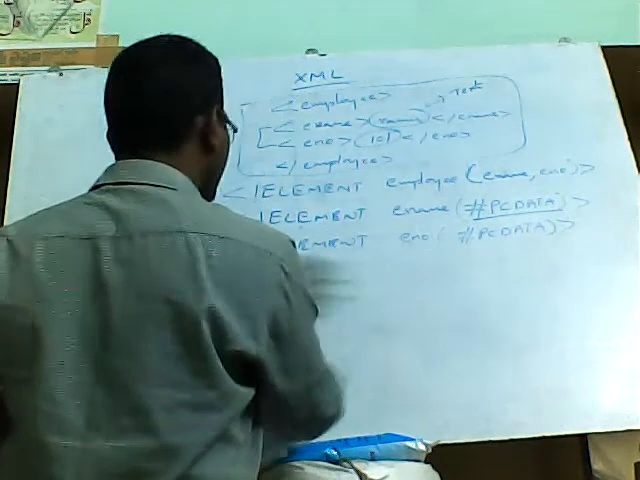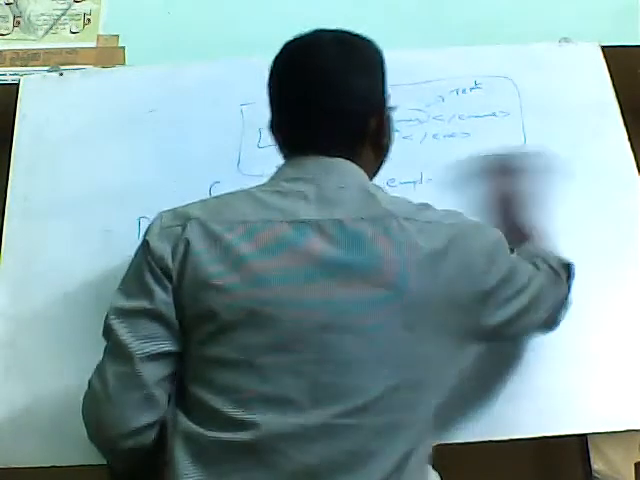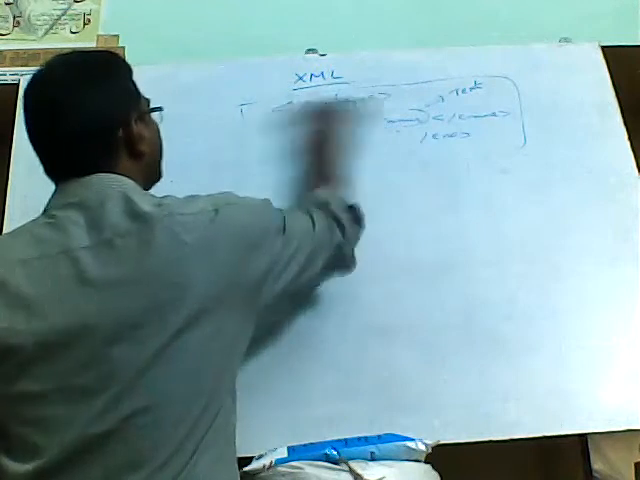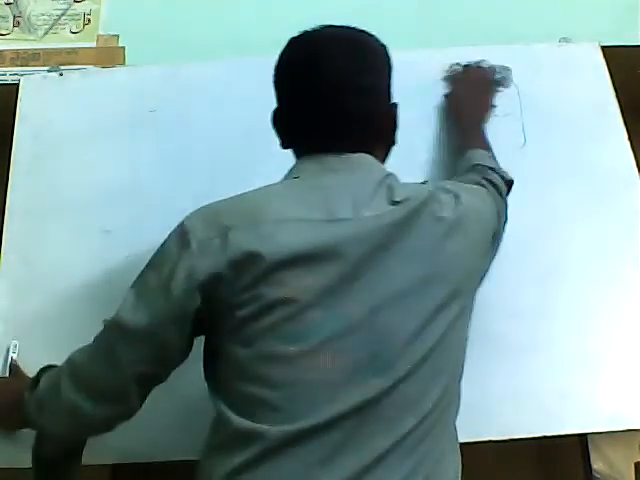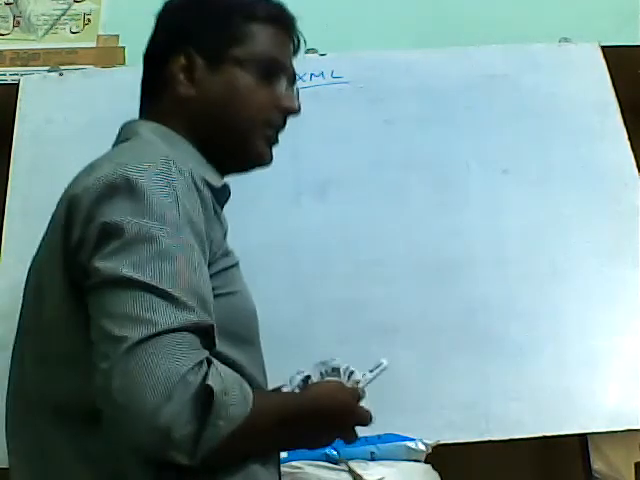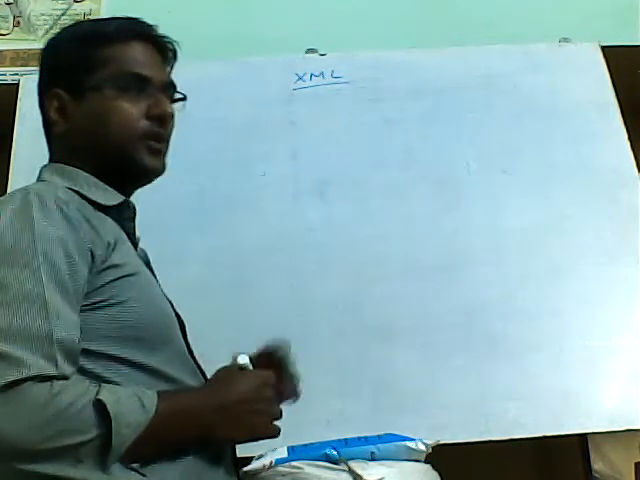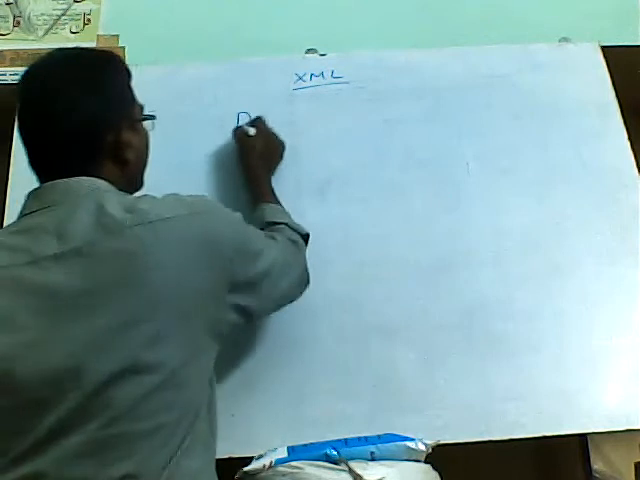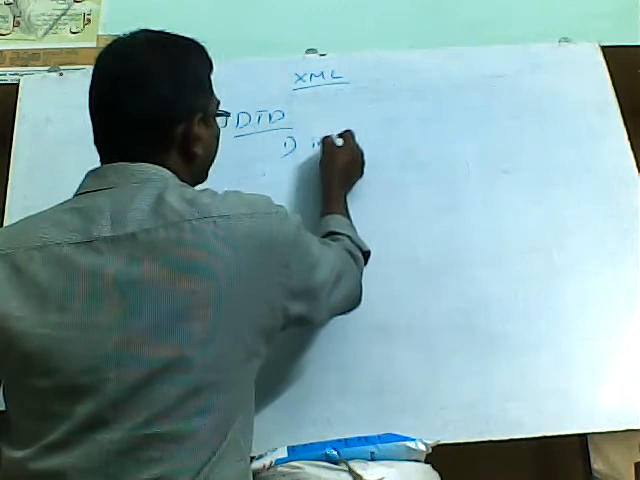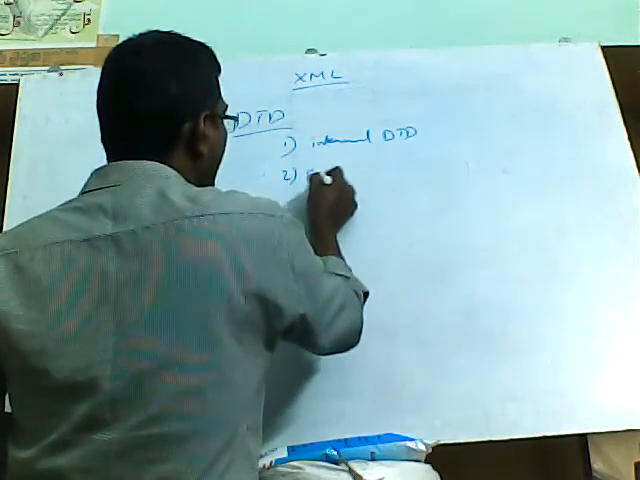Actually, this DTD once again can be categorized into two different types. The DTD is classified into two different types. Another thing we have to understand here is, if you write any DTD, based on the types of DTD, you can save it also. Right. So the DTD can be classified into two different types, that is internal DTD and external DTD.